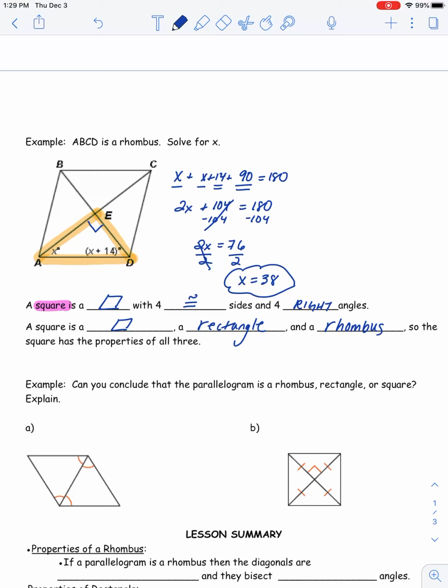So the square has the properties of all 3. That is really, really important. A square has the properties of all 3: the parallelogram, the rectangle, and the rhombus.